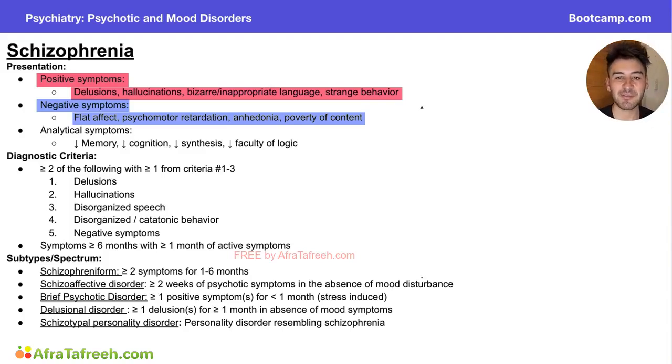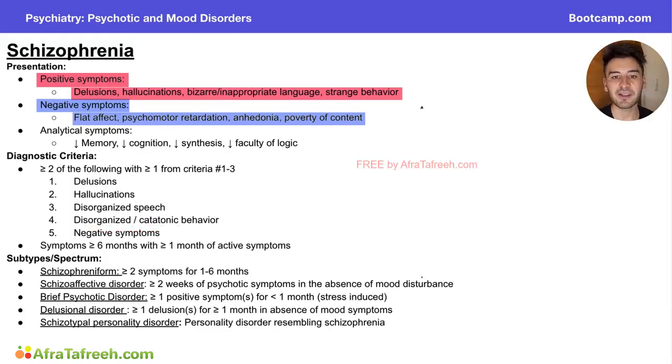Now, what about psychomotor retardation? Psychomotor retardation happens when people are having a lot of difficulty with simple motor skills, and this can be another depressive symptom of schizophrenia. What about anhedonia? We talked about this in our video on major depressive disorder, and anhedonia is going to be when people stop feeling joy in things that used to bring them joy.